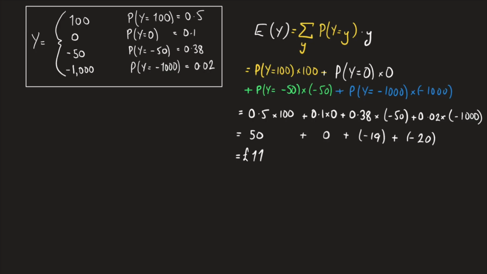So what this is telling us is that on average, if we invested in this investment a very large number of times, we would expect to make a profit of £11. That's not saying that every time we make a profit of £11. Sometimes we'll make a profit of £100, sometimes we'll make a loss of £50, sometimes we'll make a loss of £1,000, but on average, we'll make a profit of £11.